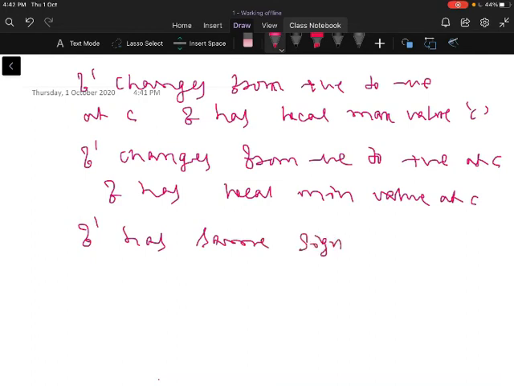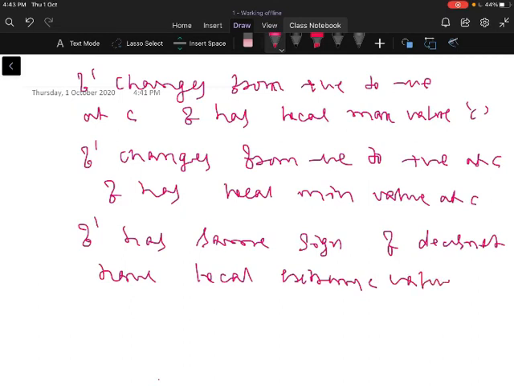Suppose if f dash has the same sign, either positive or negative, then f does not have local extreme values at C. So this is the statement of the first derivative test.